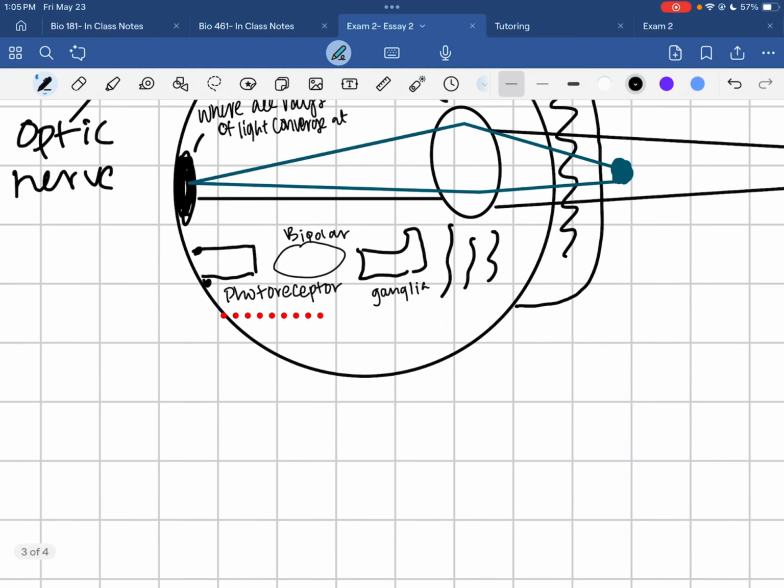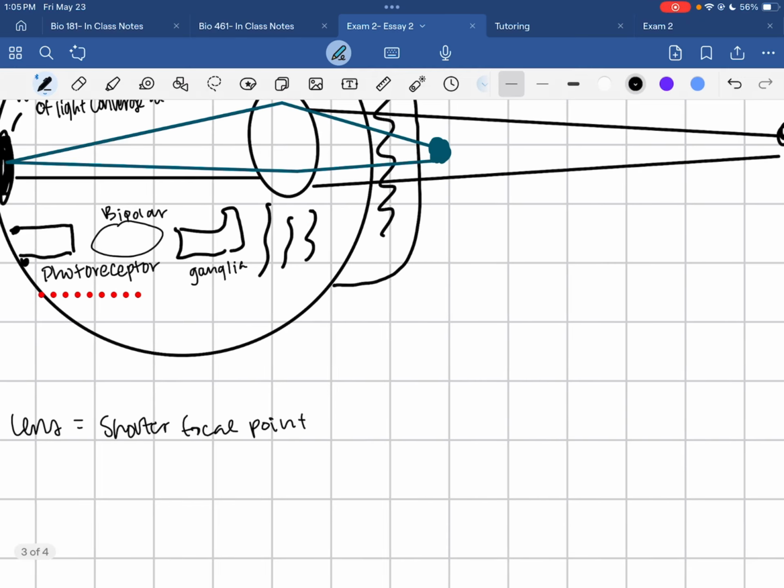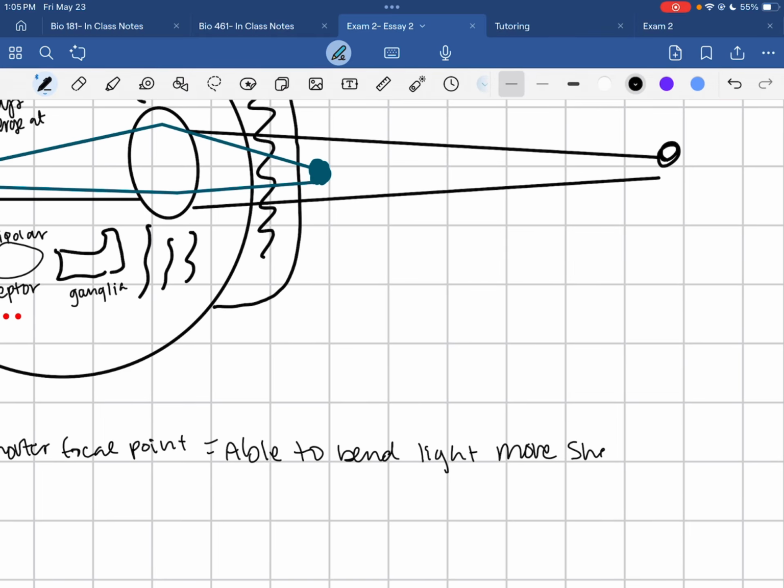Okay, so a thicker lens equals a shorter focal point, which means that we're able to bend light more sharply, like your acuity. So we're able to bend light more sharply.